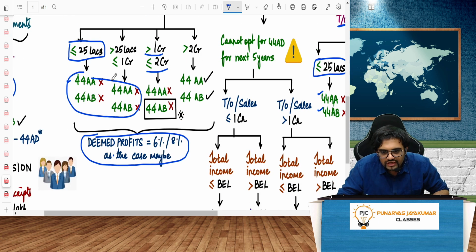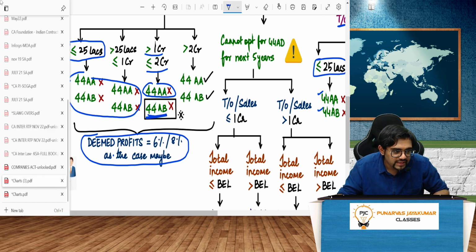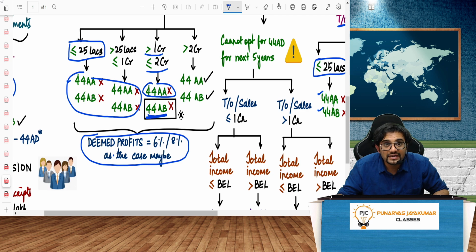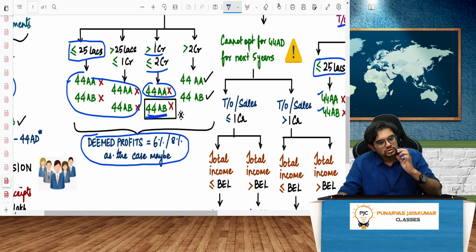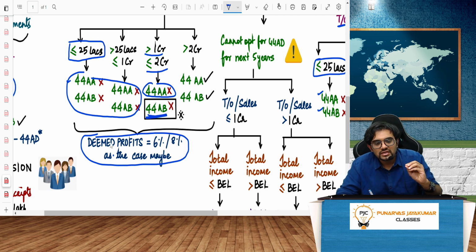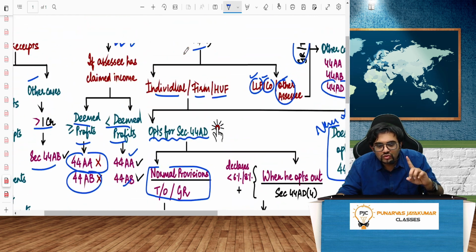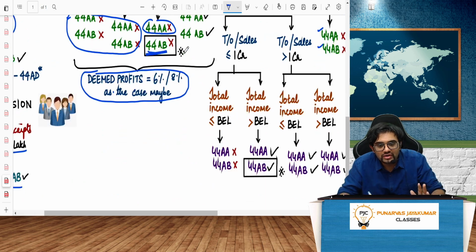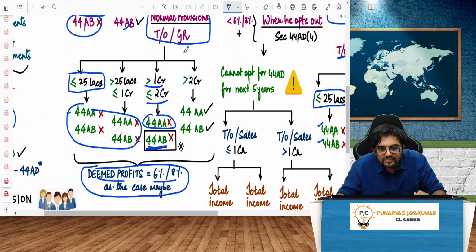Then 44AA will not come. Important point, 44AB also will not come. Why? Because for 44AB, there is a slight amendment. So what is the amendment, guys? Again, hear me out, please. You should have gone through 44AD, means your deemed profits must be 6% or 8% as the case may be. And your turnover, now this is very, very important, is more than 1 crore, less than or equal to 2 crore.